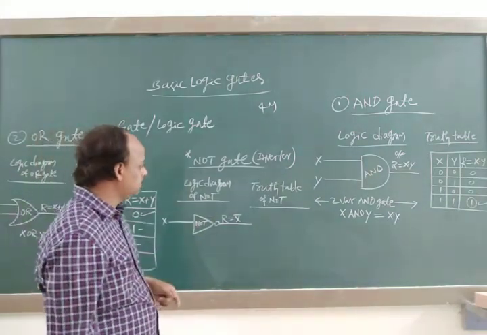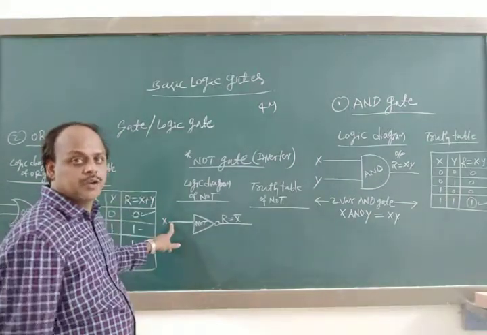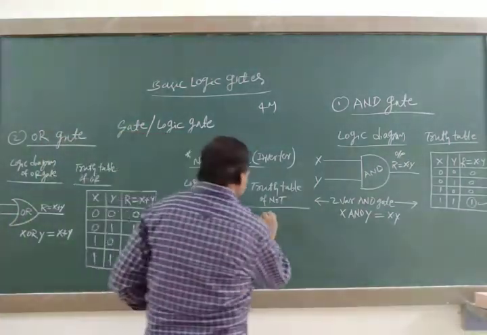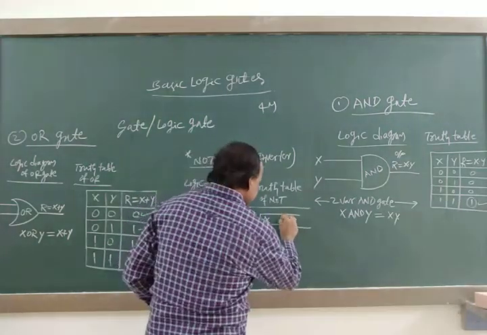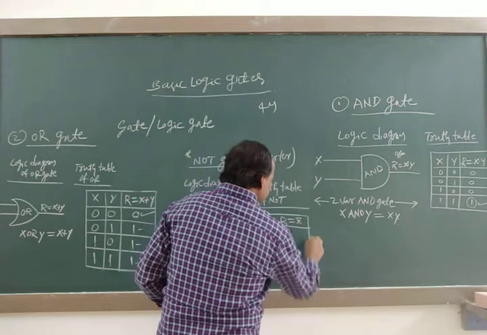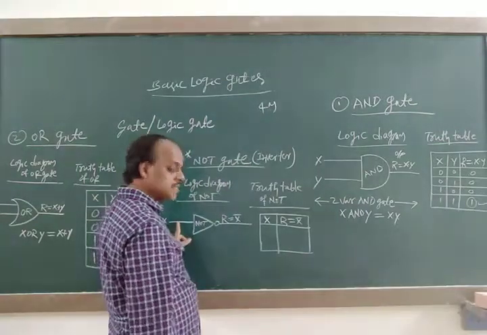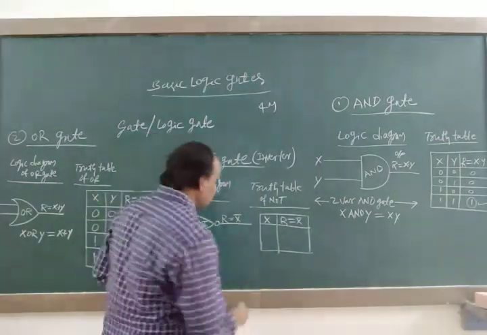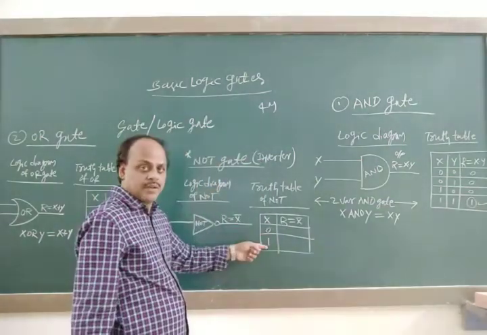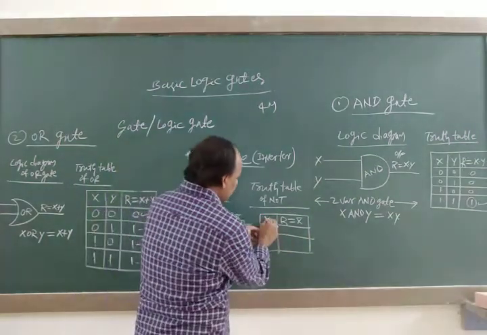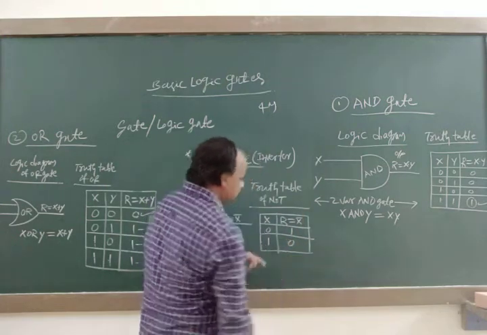Now see the truth table. Only one input is there, therefore 2 power n, 2 power 1 equal to 2 input combinations will be there for the truth table. See here, if X is the input, the resultant expression R is equal to X bar, right? The X value may be 0 or 1. If X value is 0, output is complement of X, means 1. If X value is 1, output is complement of X, means 0.